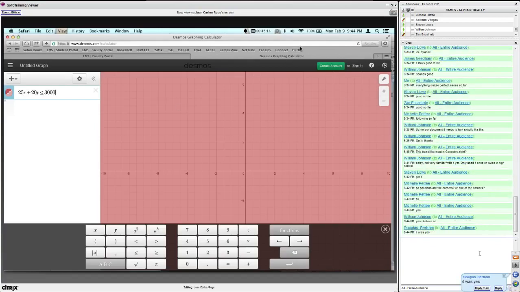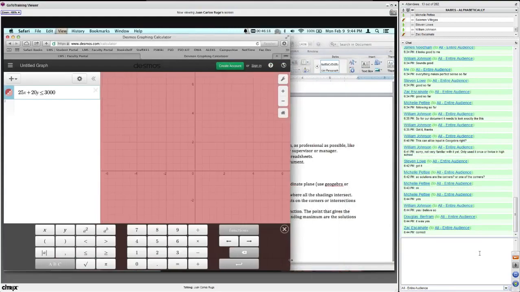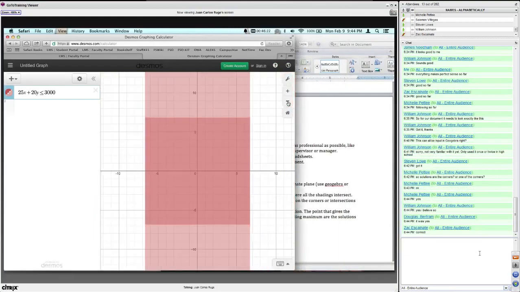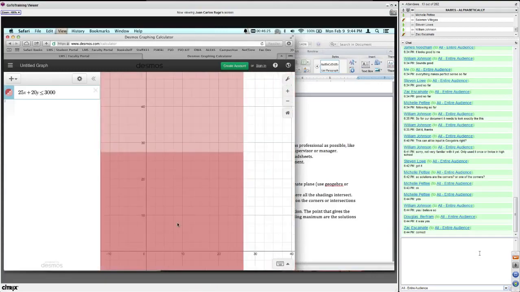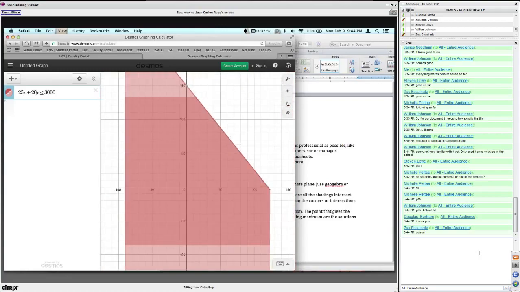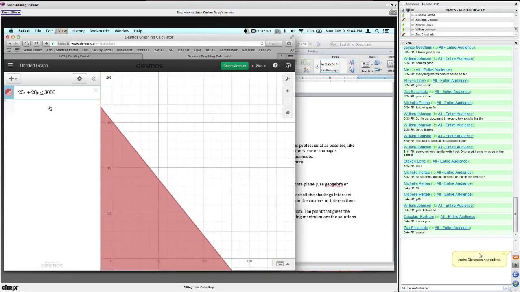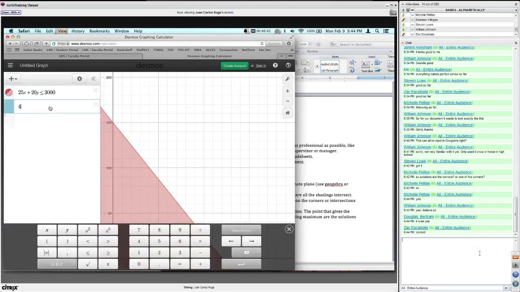Okay, that's good. So I'm going to zoom out because I cannot see everything. Okay, now the main idea is we need to see the lines. As long as we see the lines, it's perfect. Second equation, what's the second equation? 4x plus 8y less than or equal to 720. Is that correct?